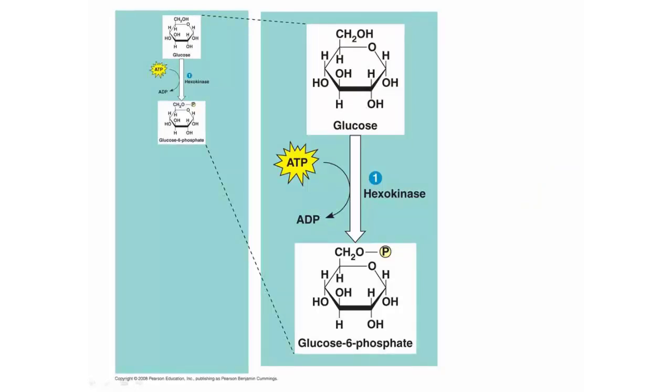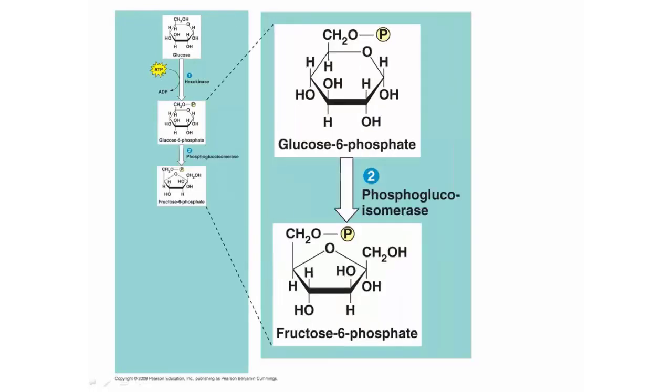That glucose 6-phosphate is a little more unstable than the glucose, so slightly higher in energy because we've taken the energy out of the ATP and we've helped pack it into that molecule.